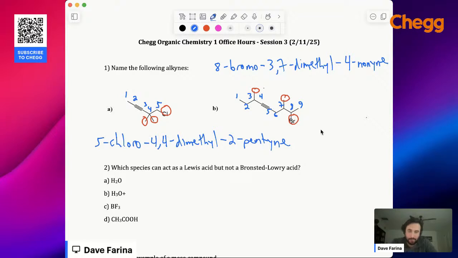So that's a little bit of review of IUPAC nomenclature for alkynes. That should be pretty straightforward. Let me just make sure I caught any questions. Let's see. Atomic radius, that's more gen chem, so maybe later.